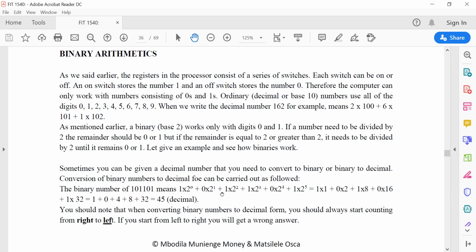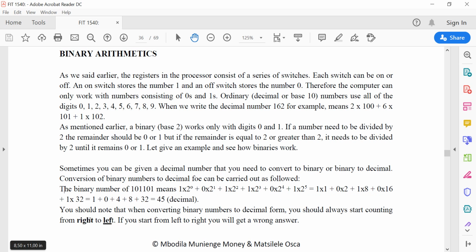So guys, just note of this here, that you can be given a decimal number that you need to convert to binary, or you can be given a binary number that you have to convert to a decimal number. And conversion of binary number to decimal can be carried out as follows, and I showed you in class that this is how you convert a binary number into a decimal number.